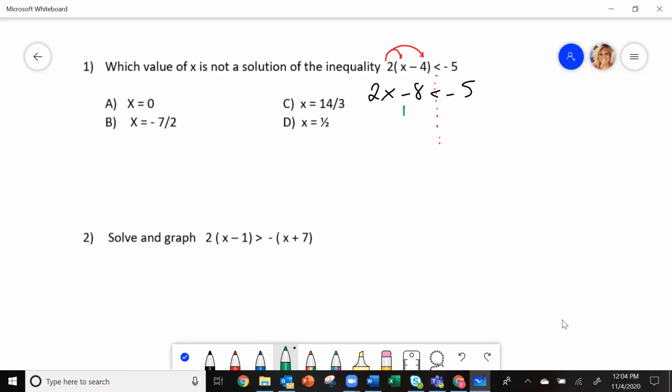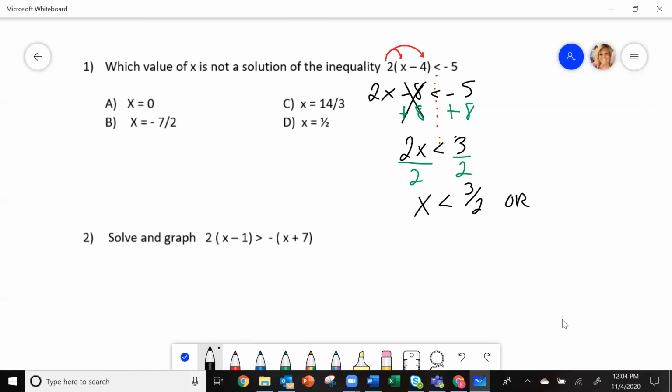Now you should have added 8 to each side. These cancel and you get 2x is less than -5 plus 8, which is 3. Then you would have divided by 2, and you would have x is less than 3 over 2. What may be easier is if you change that into a decimal. If you divide those two numbers, you get 1.5.